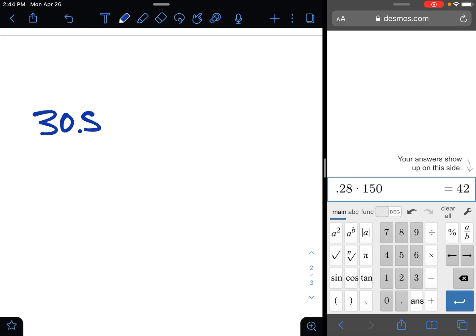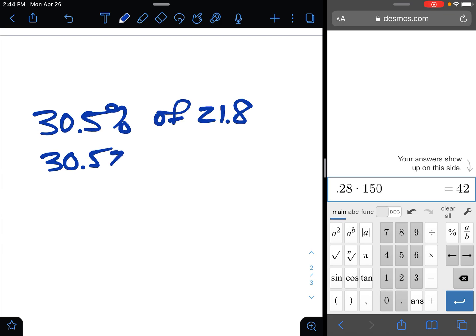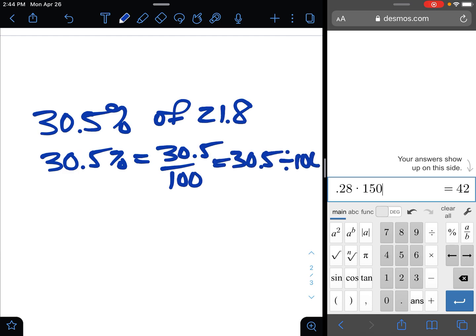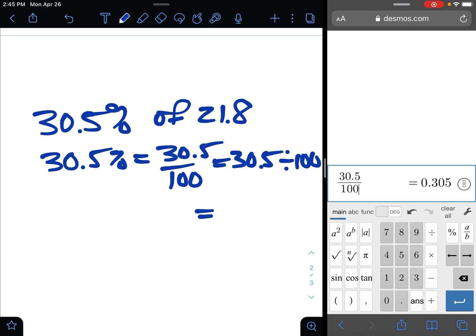30.5% of 21.8. So some more decimals here. Same idea, 30.5% would be out of 100. So 30.5 out of 100. So take our numerator and we divide it by the denominator to get our decimal. If you're not sure, obviously you can use the calculator. So 30.5 divided by 100.